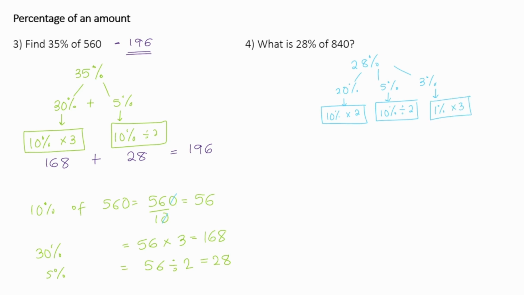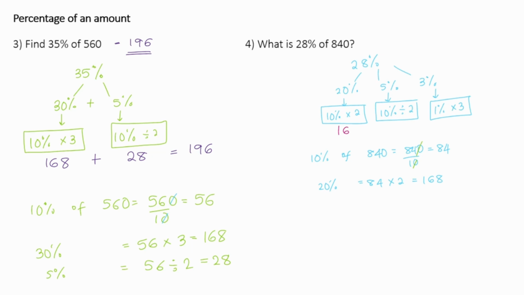1 times 3 would give us the 3%. So first, let's begin by finding 10% of 840. So we are just going to divide 840 by 10 to find the 10%, and that gives us 84. So to find 20%, we are just going to multiply 84 times 2, and that gives us 168.